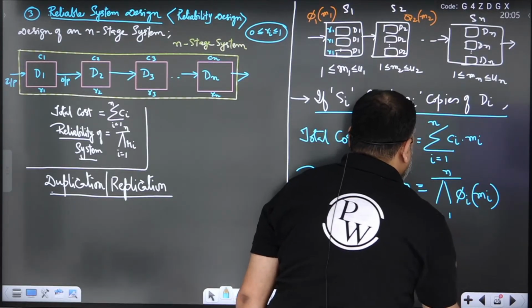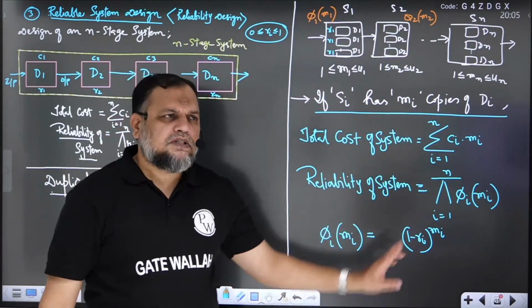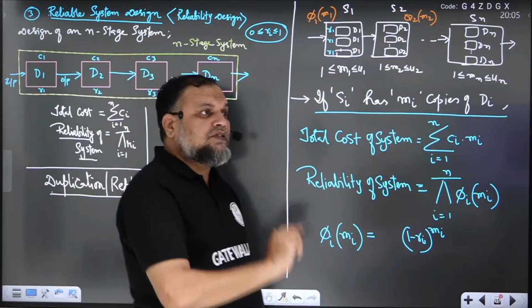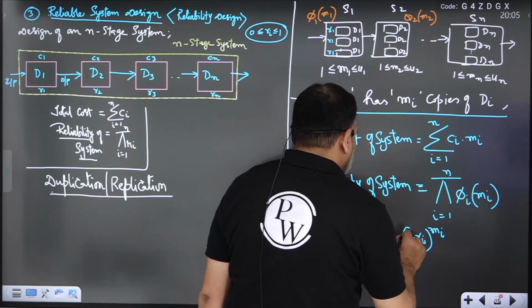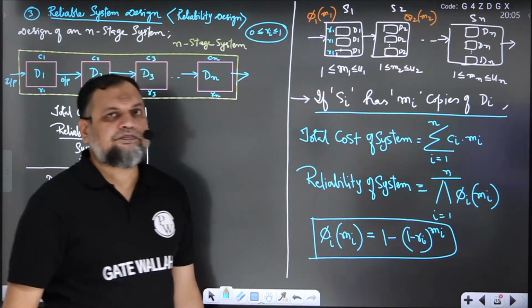Power mi is the reliability of failure of the stage. All copies of the stage failing. This is the reliability of failure. Reliability of success क्या होगी? Reliability of success होगी 1 minus of this. So this is a formula for pi i mi.